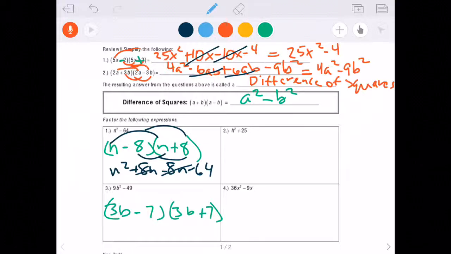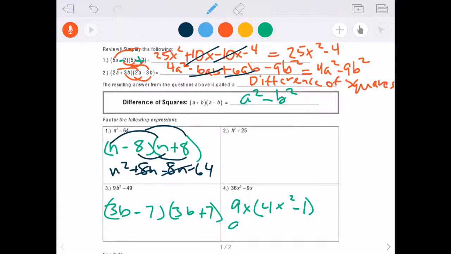Let's move to number 4. The first thing you should be doing when you're factoring is looking for a GCF. The GCF in this problem, you're probably saying to yourself, it's 9, but there's also an x. We can also have a GCF with variables. So now I need to rewrite it. When I take a 9x out of those terms, I have 4x squared minus 1.